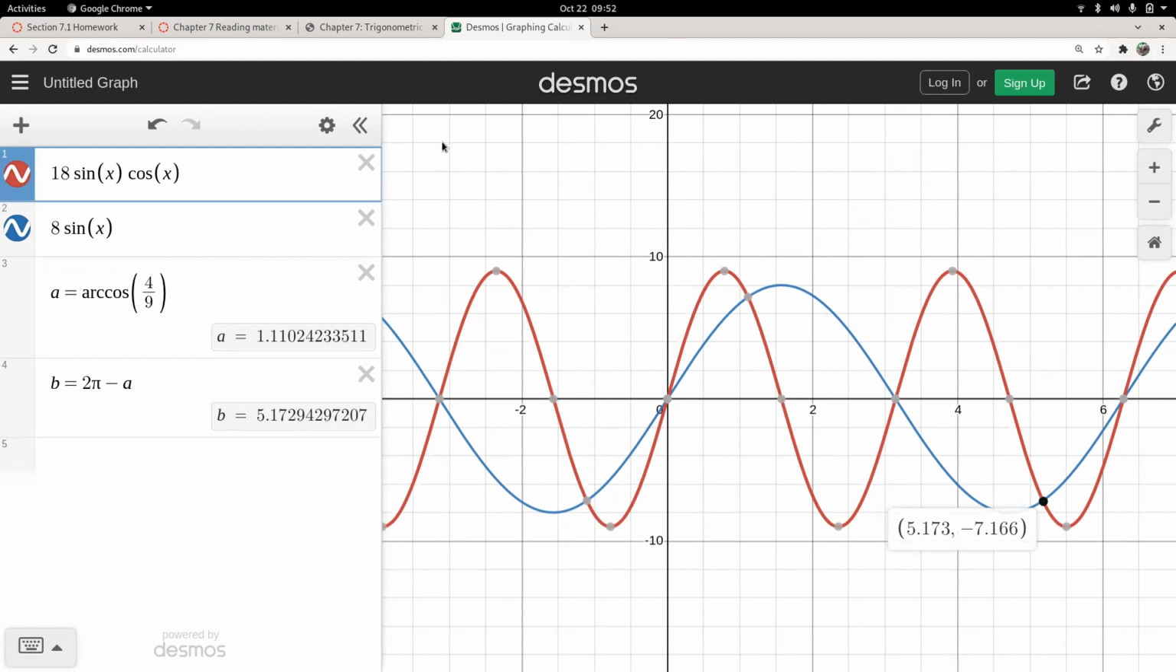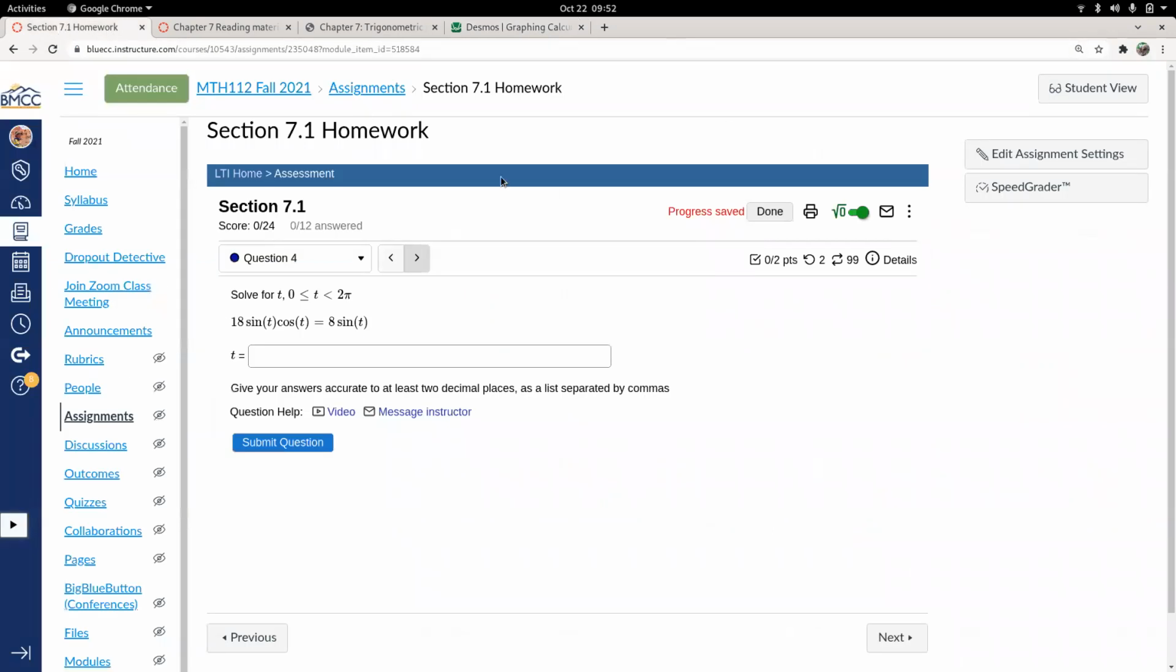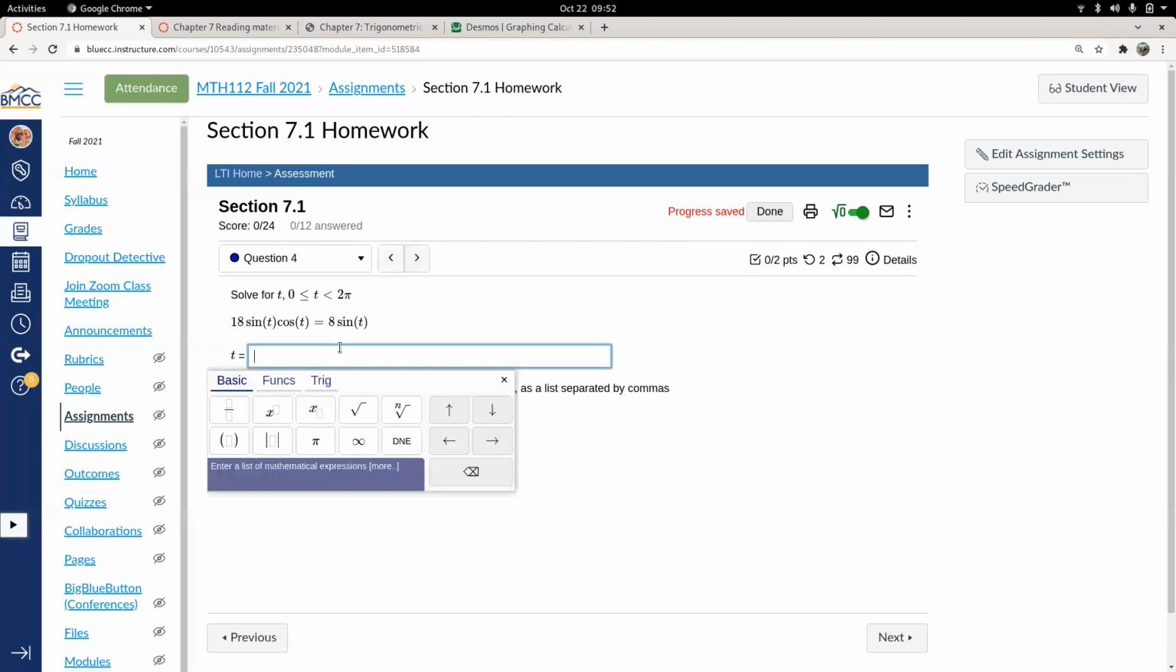And again, I mentioned before, every problem is different. Sometimes there's 2, sometimes there's 1, sometimes there's 4. It could be there's no solutions. That happens sometimes too. Sometimes things just ain't equal. Give your answers accurate to 2 decimal places, comma separated list. And then sometimes clicking the more will tell you more.